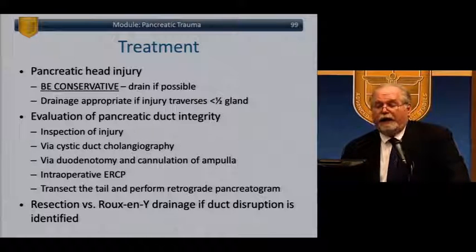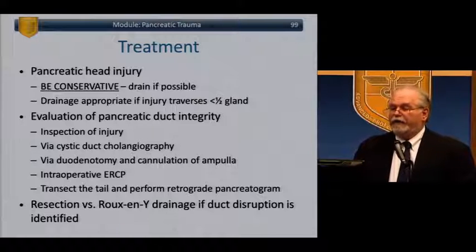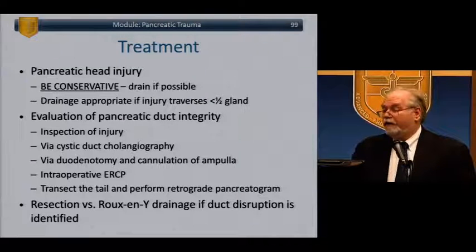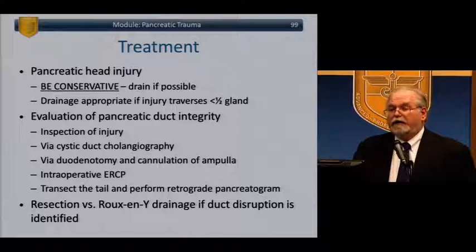For pancreatic head injuries, be conservative, drain if possible. Drain if the injury traverses less than half the gland. Evaluate the duct integrity by inspection, cystic duct cholangiography, duodenotomy and cannulation of the ampulla, intraoperative ERCP, or, in transection of the tail, performing a retrograde pancreatogram. If the duct is injured, you want to do a Roux-en-Y drainage if the duct is disrupted.